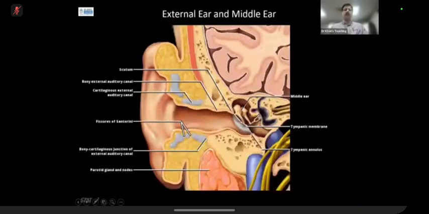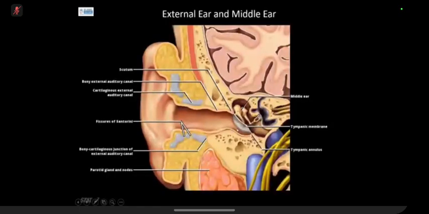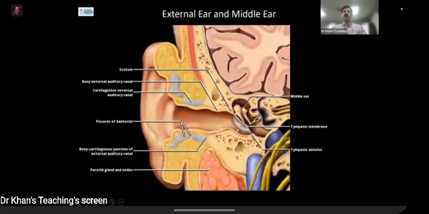Okay, candidate 2, can you see my diagram? This is the external ear and middle ear. Yes. Okay, now with this background, we have to develop, and there will be repetitions as I was telling you.